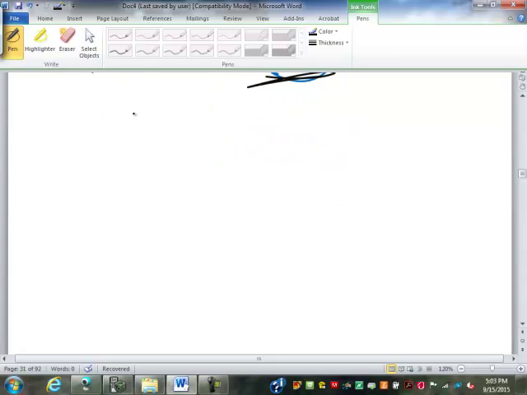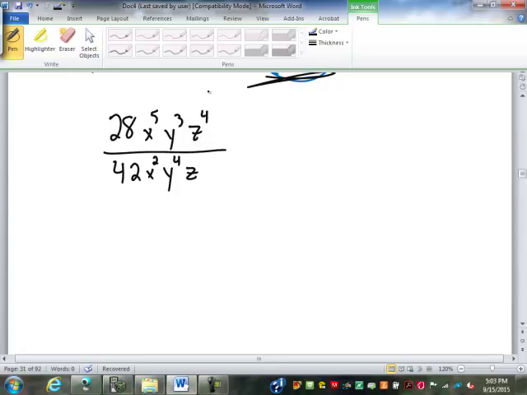How about this one? 28x to the 5th, y to the 3rd, z to the 4th, over 42x squared, y to the 4th, z to the power of -2. Give that one a shot in your notes.